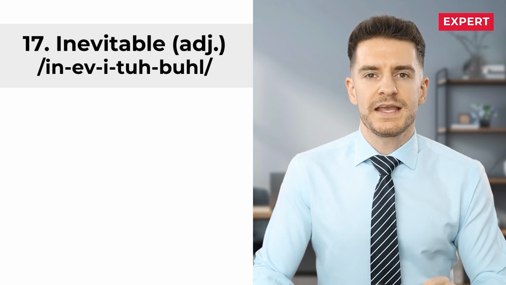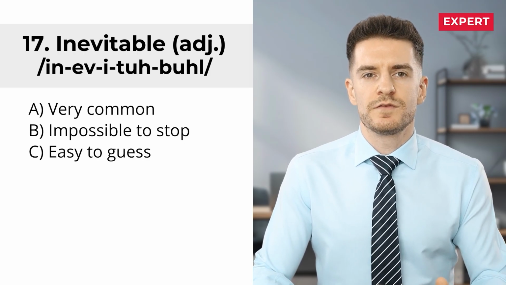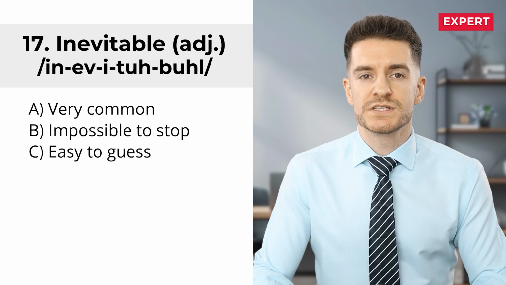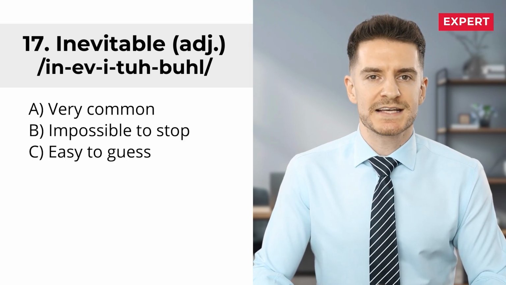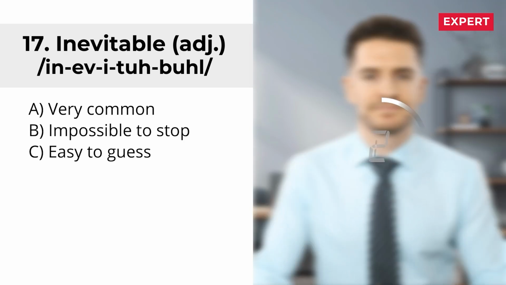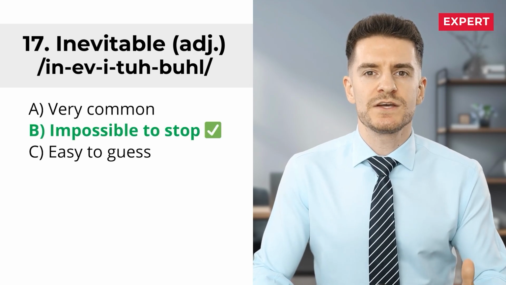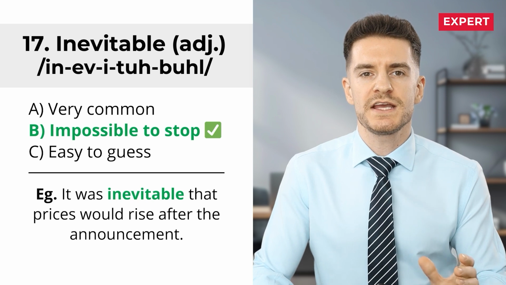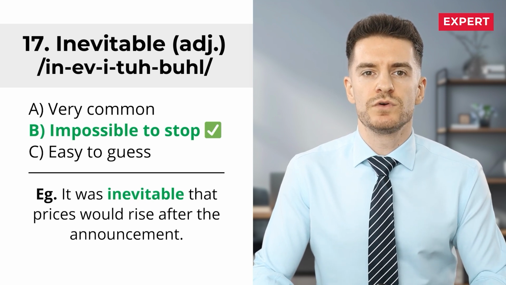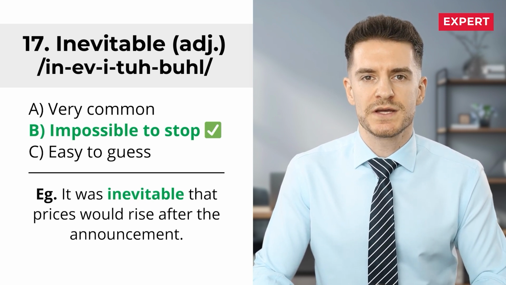Word number 17, inevitable. Does this mean very common, impossible to stop, or easy to guess? If something is inevitable, it means it will definitely happen and you can't stop it. It was inevitable that prices would rise after the announcement.